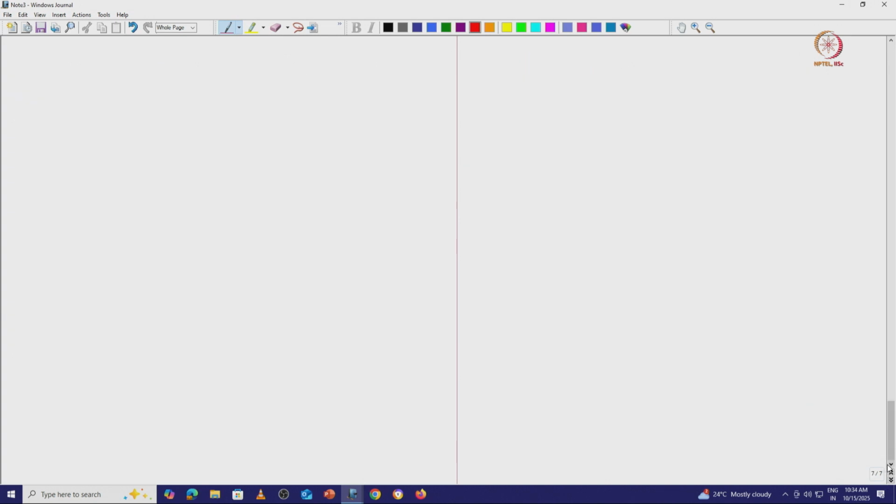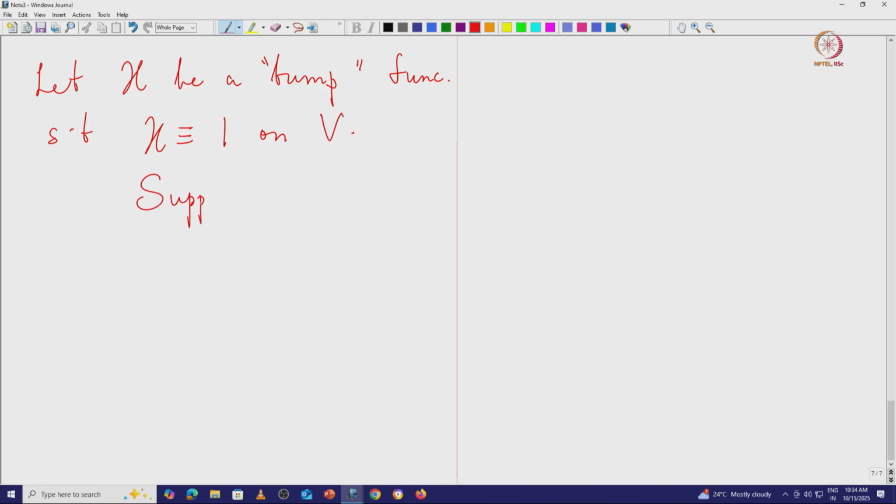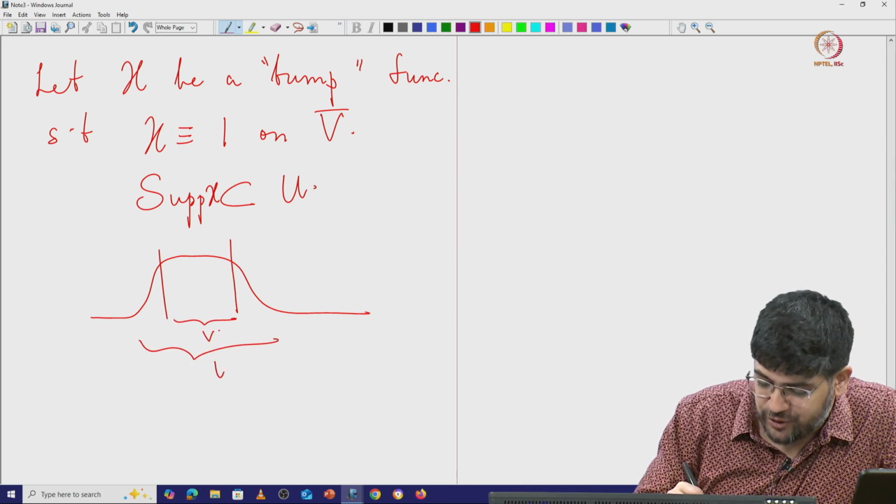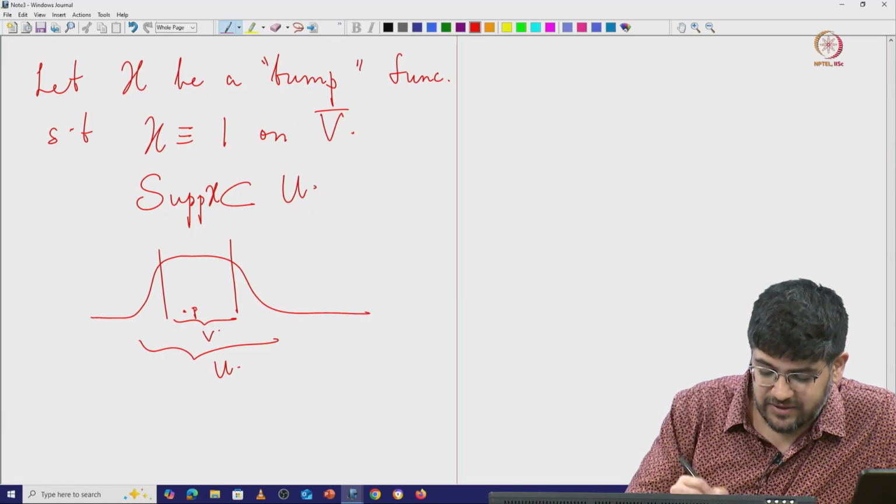Okay, then let chi be a bump function such that chi is identically 1 on V closure, and the support of chi is completely contained inside U. Okay, so it's a function that basically looks like this. So this is the open neighborhood V and this is the open neighborhood U. Okay, P lies somewhere here.